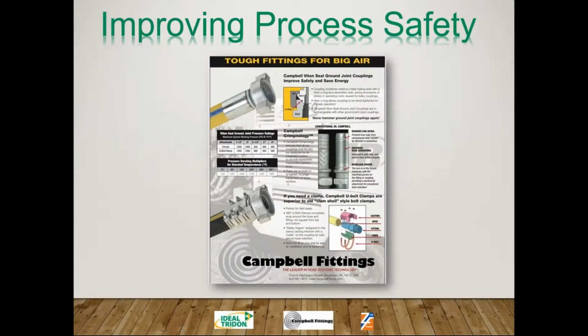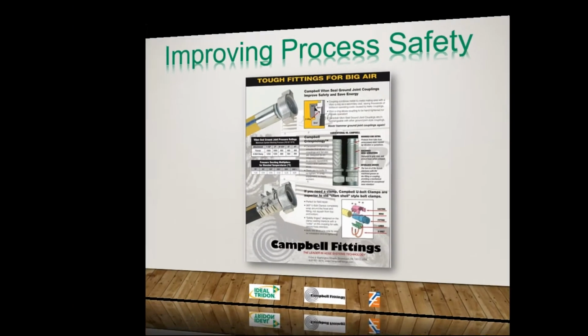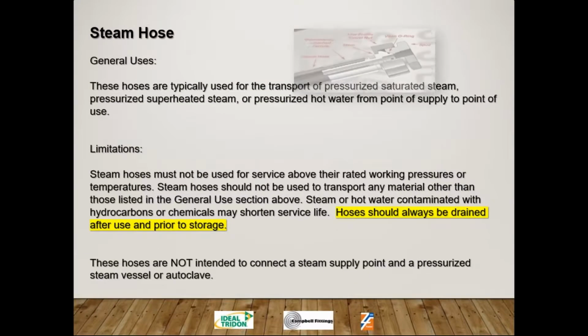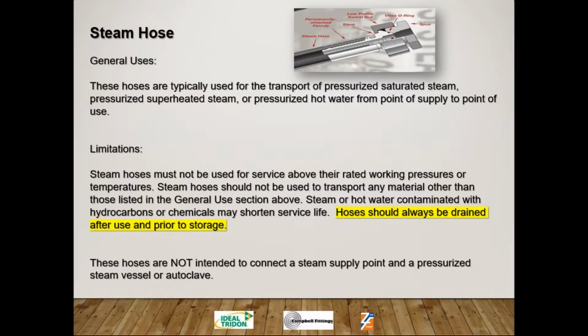And this is kind of the cut sheet for improving process safety for the big air, and you have your ICU bolt clamp. Steam hose. This is where the difference for Campbell is that you can't use any steam hose on the market for a Campbell fitting. It's only designed for certain steam hose manufacturers.